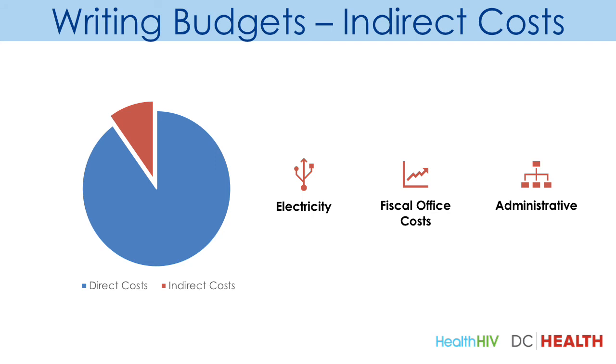Indirect costs include a number of other miscellaneous costs. These costs can include any general costs that are incurred during project activities. Costs for electricity, fiscal office costs for program or project management, or administrative costs are some examples. Some universities or academic settings may require that you add indirect costs, and this is called overhead, to a proposal's budget. If this is the case, be sure to find out what the standard rate is for overhead.